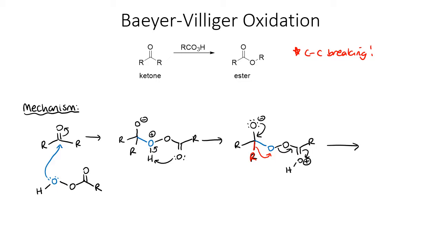So at the end of this step, we're going to be left with an ester where the red R group is now attached to the blue oxygen. We will also be left with a side product of a carboxylic acid that came from our original peroxy acid. I'll go ahead and put this in parentheses because we don't really care about it. But that is our mechanism for our Baeyer-Villiger oxidation.